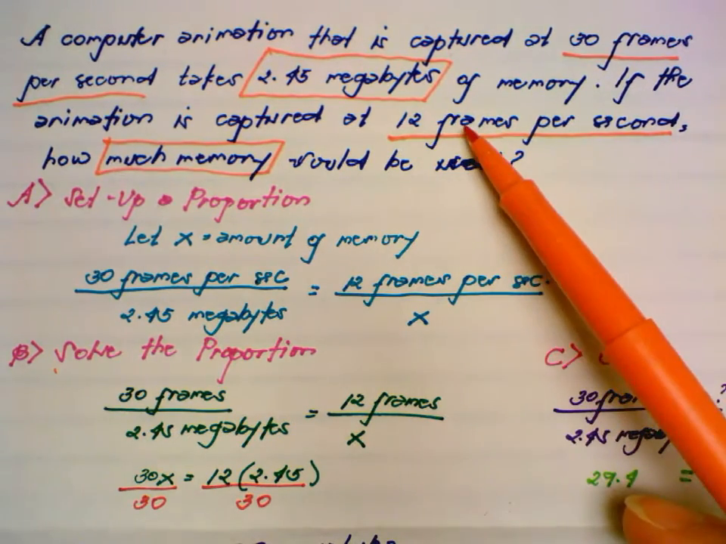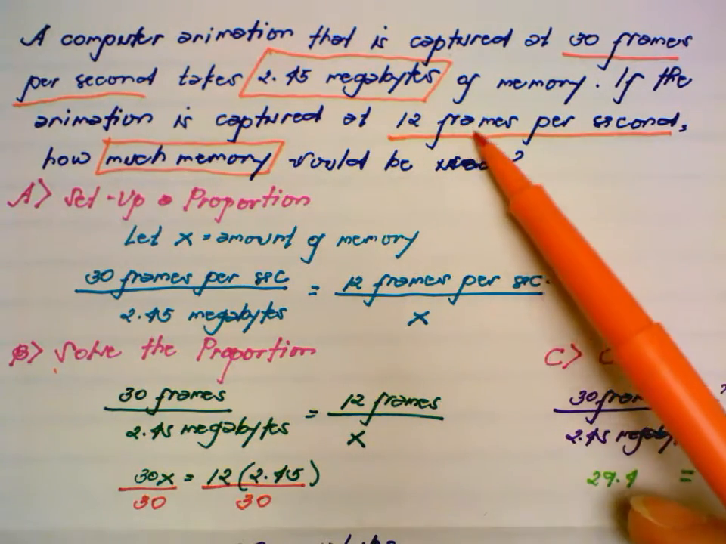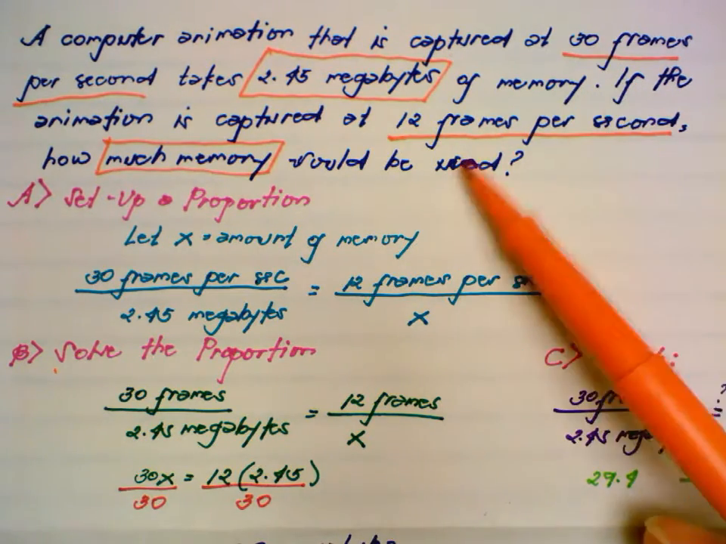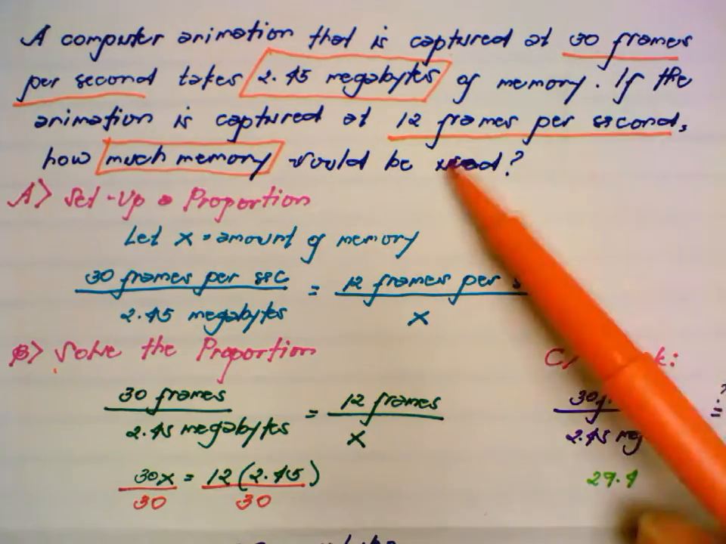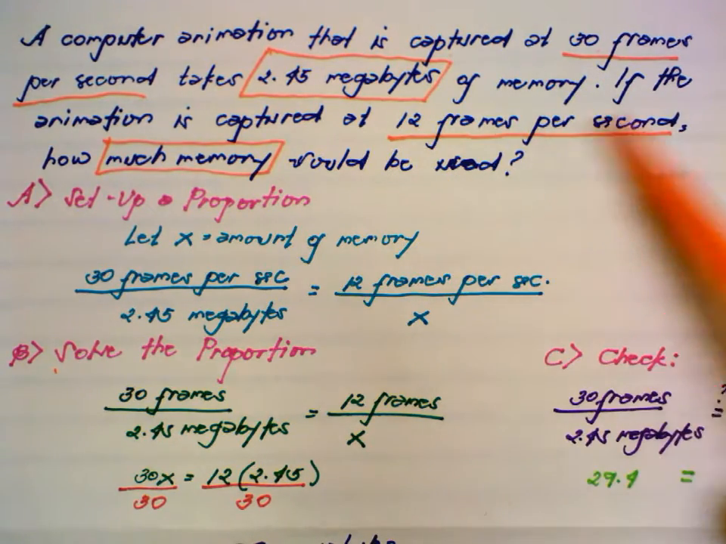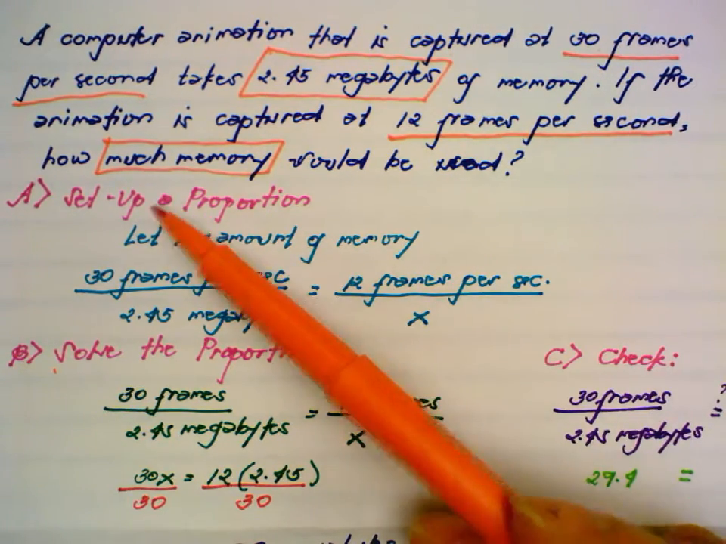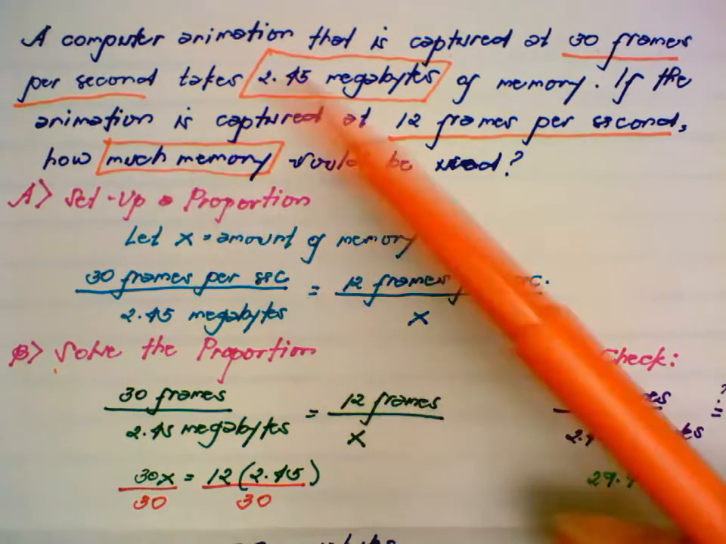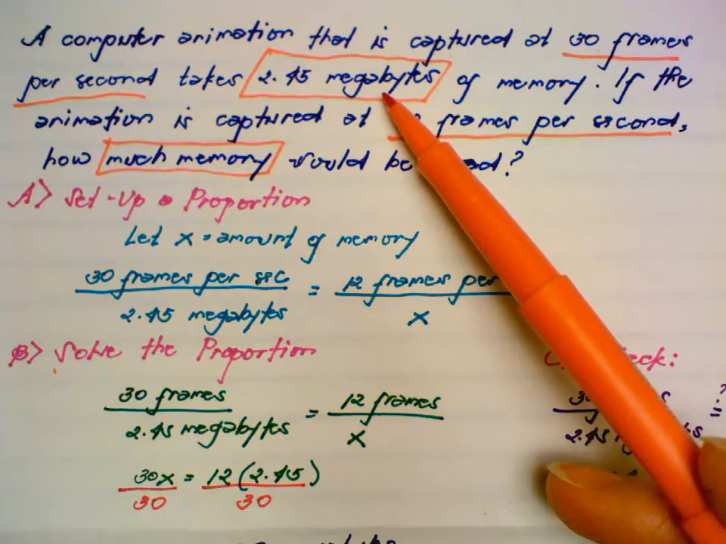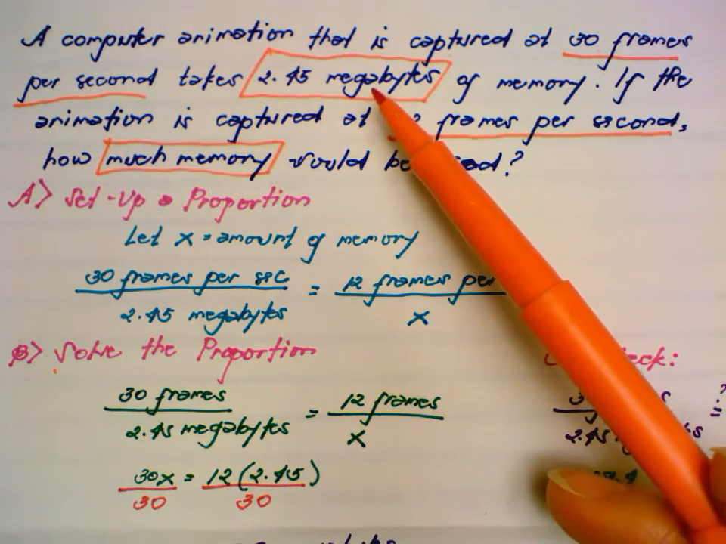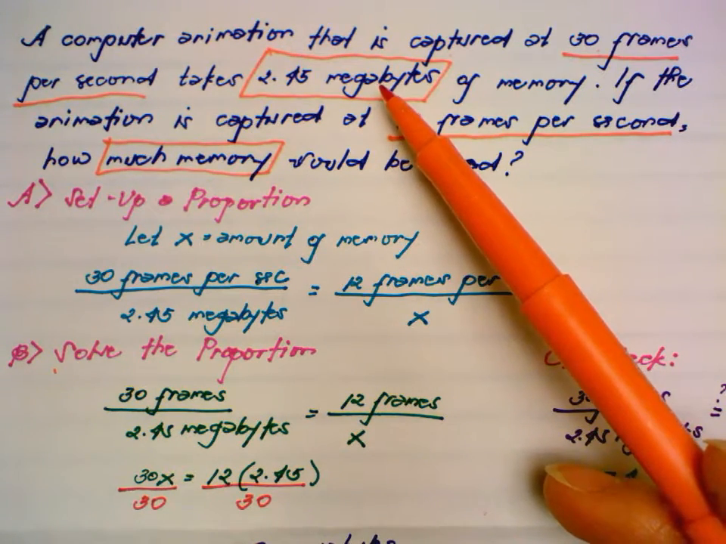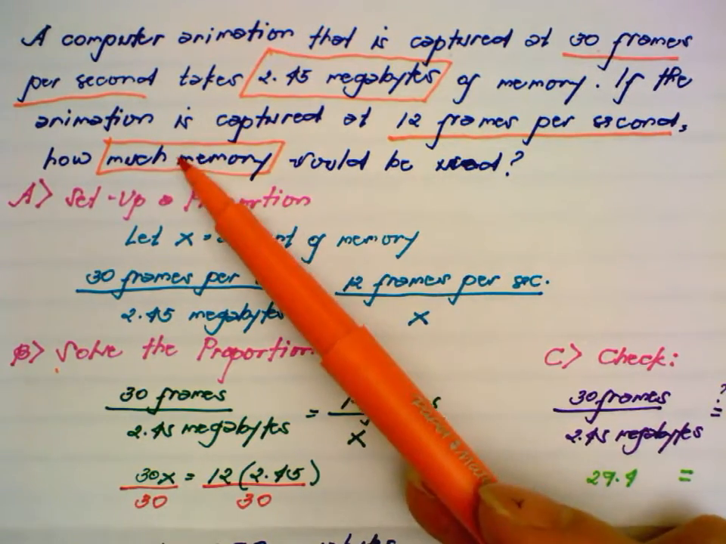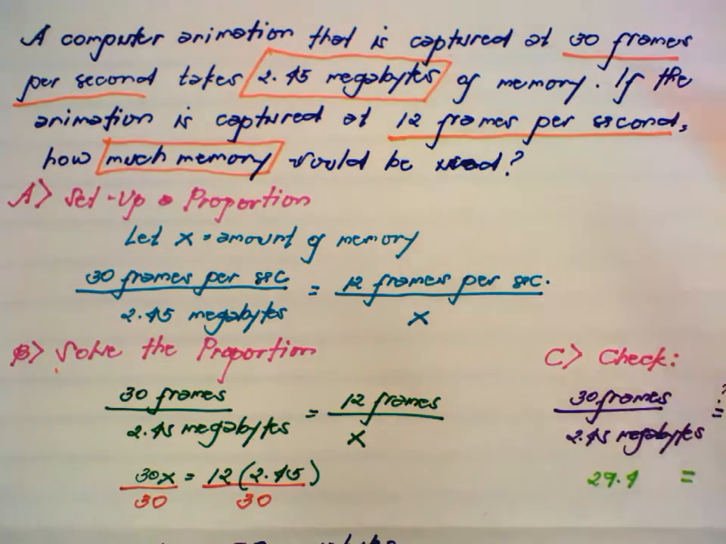On the second one, it's all about frames per second, so it's similar to this one. They have the same unit, same labels, so I just underlined it. And then, how much memory would be used? We're looking for the amount of memory, meaning we're looking for the megabytes. So we know that the answer should be in megabytes, and I enclose that in a rectangle as well, similar to what I did on the first one.